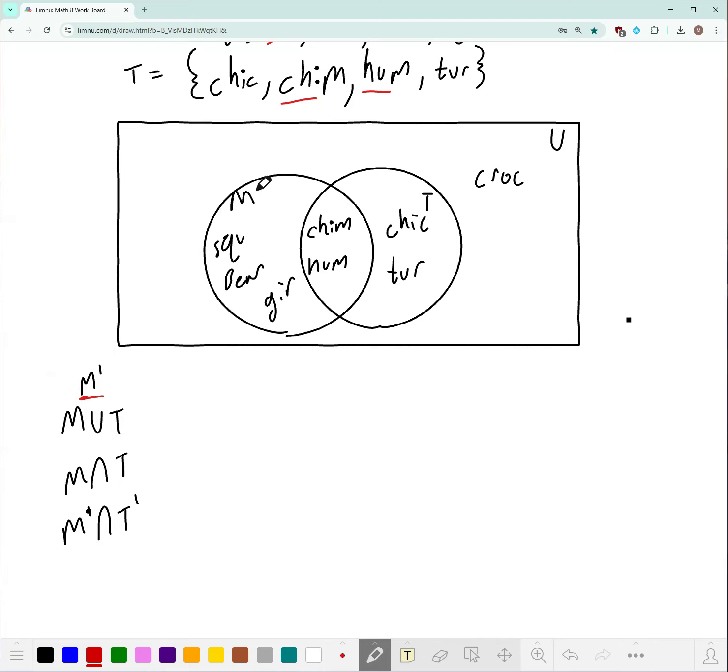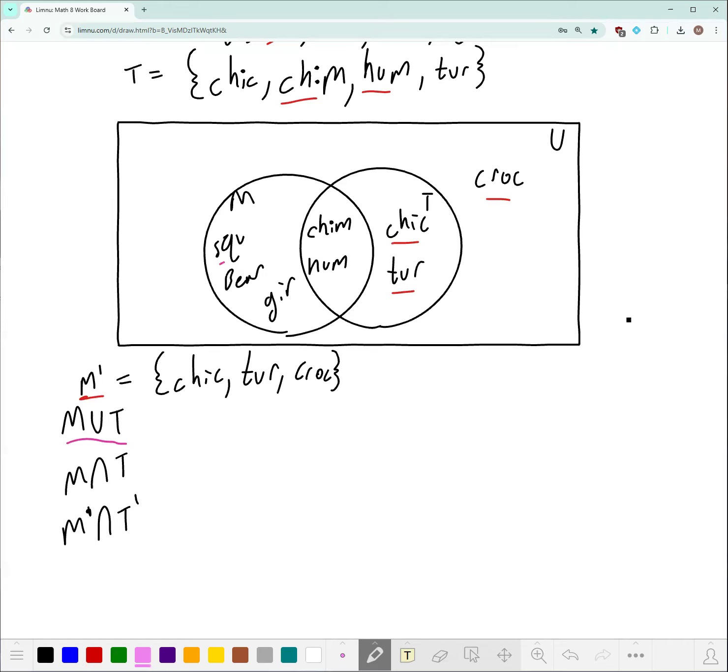So that's anything that is outside of M, but inside of our universal set. All right, and so that is chickens, turkeys, and crocodiles. Those are the missing pieces of the set U that are not included in the subset M. So we'll write that. So here we go. Chicken, turkey, crocodile. There we go.